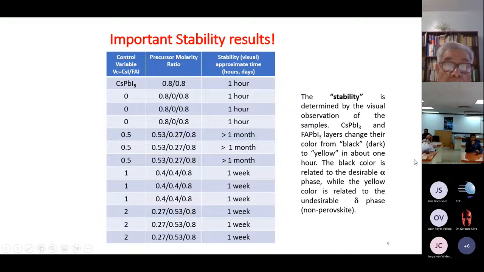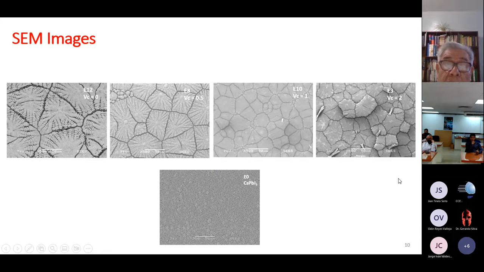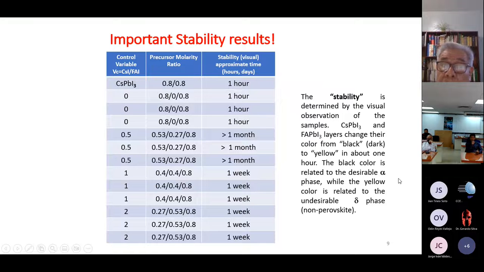So the first important result is related to the stability, which was one of the most important objectives of our work. As you see, the pure cesium lead triiodide lasted for 1 hour. After 1 hour, the sample changed its color from black to yellow. In that way, we could see that the sample was already transformed into another phase of the material.